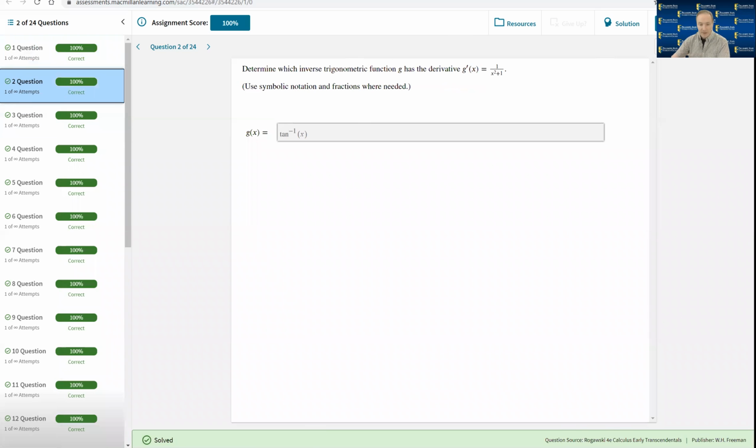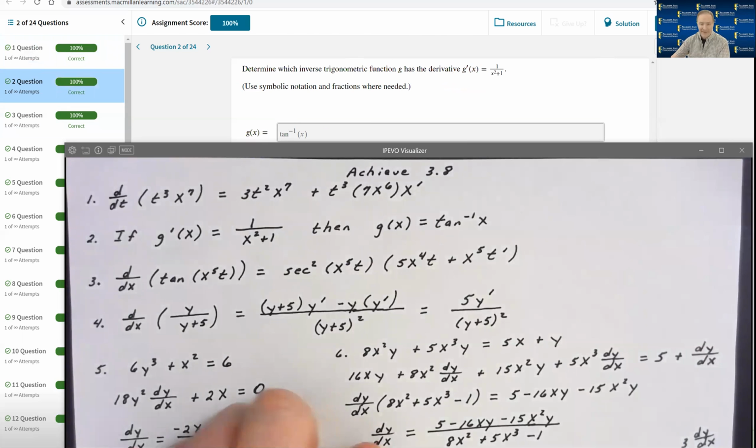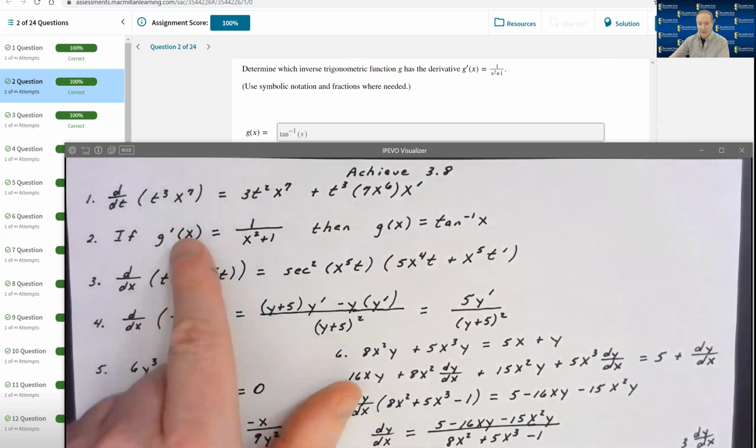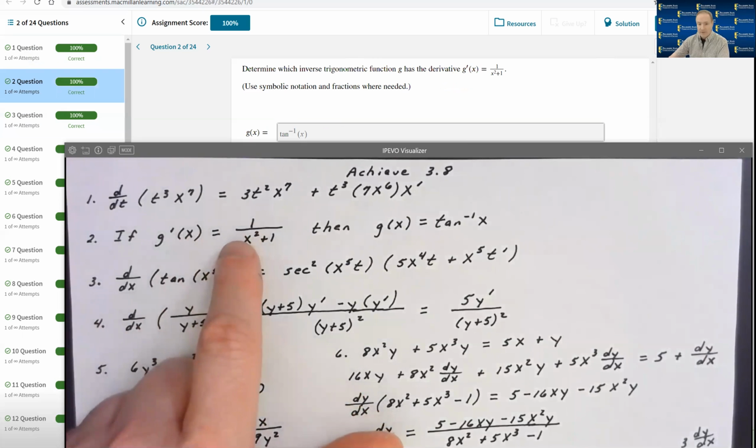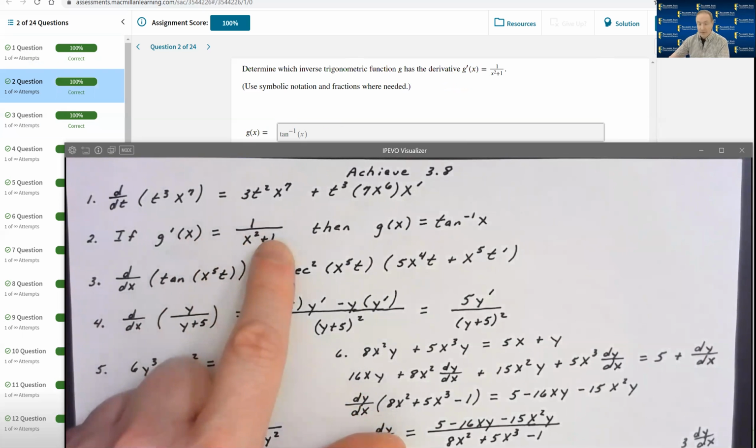When I go to the second problem here, there's really nothing to this one. In this section, we're also looking at our inverse trig functions. They're just wanting you to know that if g prime of x is equal to 1 over x squared plus 1, well, it's because the original function had to be the inverse tangent function.